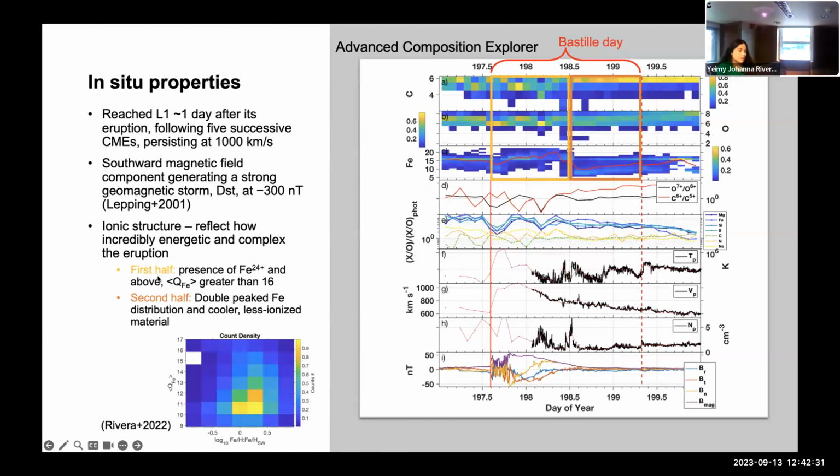In that yellow part, when we focus on the iron distribution, we see very highly ionized charge states. We see the presence of iron 24 plus consistently across this entire period. The plasma itself has an average iron charge state of about 16. That is very high for plasma. Generally, for CMEs it is between 9 and about 13 or so. So it's fairly high compared to CMEs in general, very energetic, highly heated.